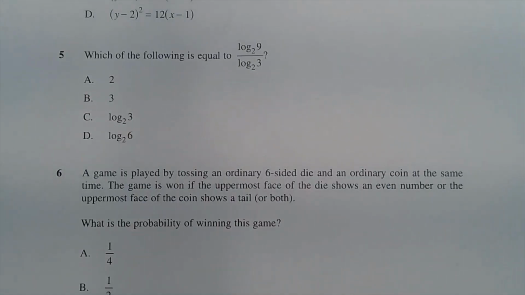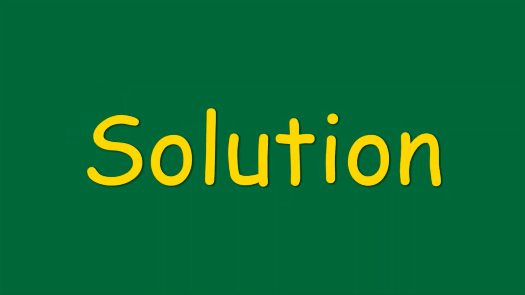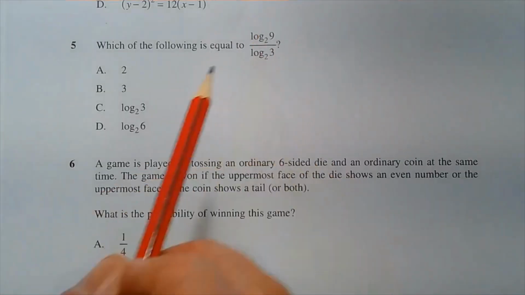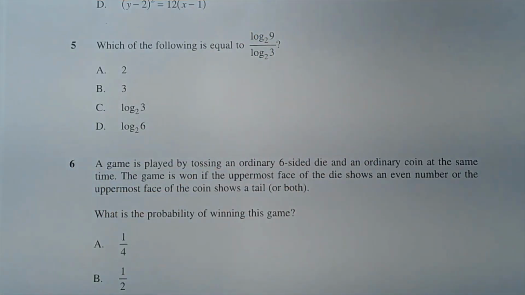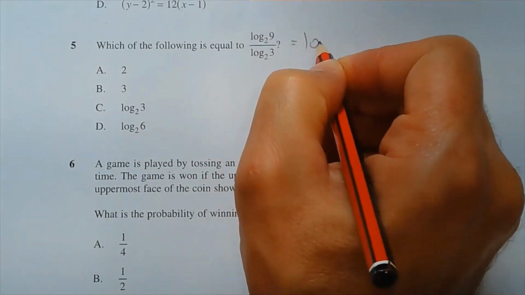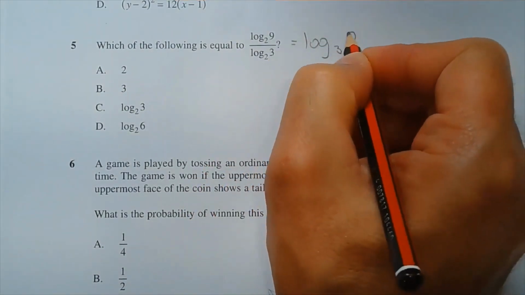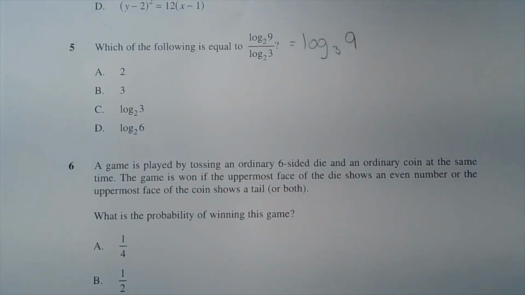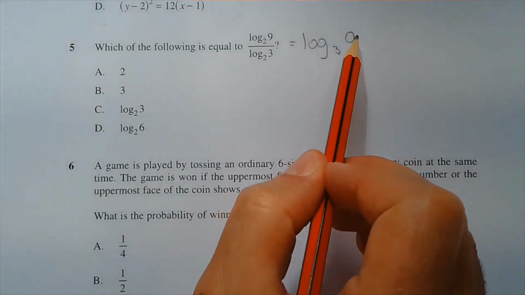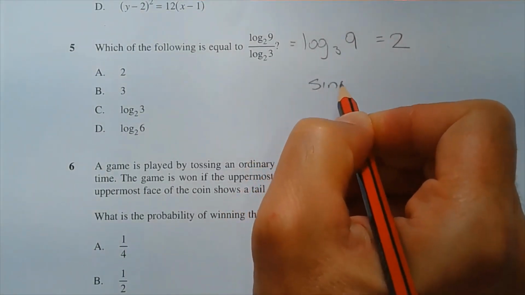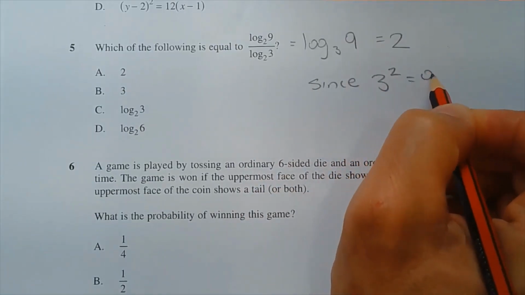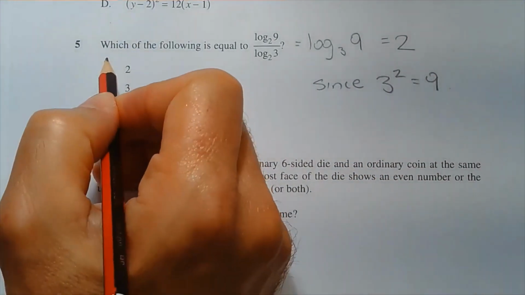Question 5. Which of the following is equal to log base 2 of 9 over log base 2 of 3? This expression is based on the change of base rule, and we can express this quotient of two logarithms with the same base as a single logarithm, which will be log base 3 of 9. So now we need to think about what index we raised 3 by to get 9, and clearly 3 squared equals 9, since 3 to the power of 2 is equal to 9. Therefore, the answer is option A.